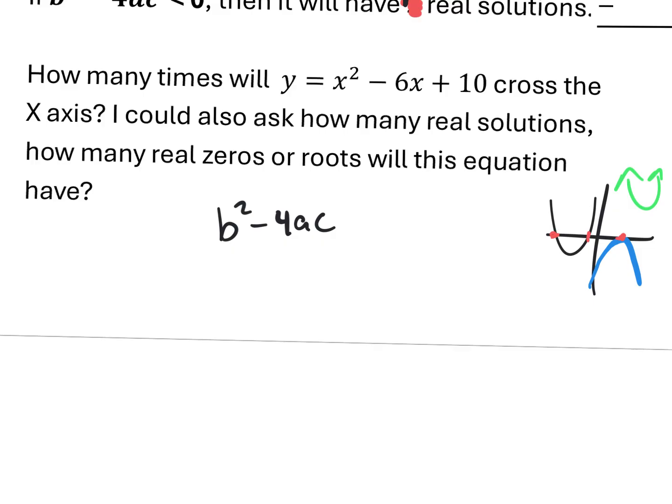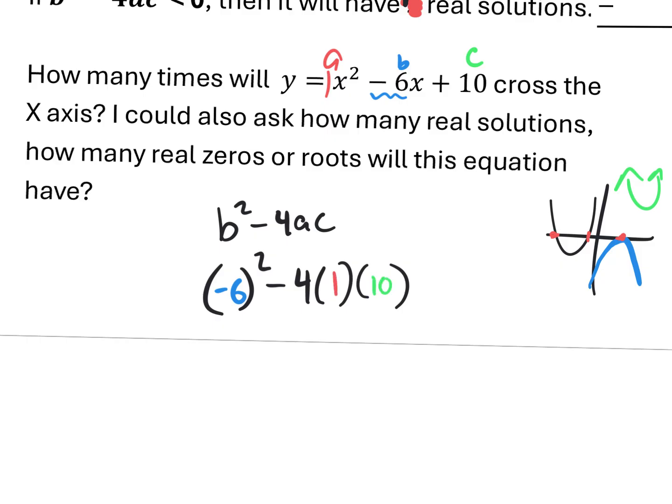So let's actually find the discriminant here. The discriminant is b squared minus 4 times a times c, where your b value is negative 6, your a value is 1, and your c value is 10. So negative 6 goes inside the parentheses, minus 4 times a times c. You could use a calculator, or you could do it in your head. Negative 6 squared, negative 6 times negative 6, is 36. 4 times 1 times 10 is 40, but of course there's a minus sign in front of it. 36 minus 40 is negative 4. So the discriminant is negative 4.